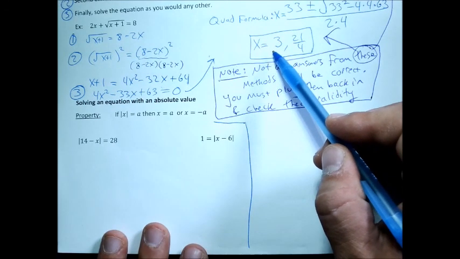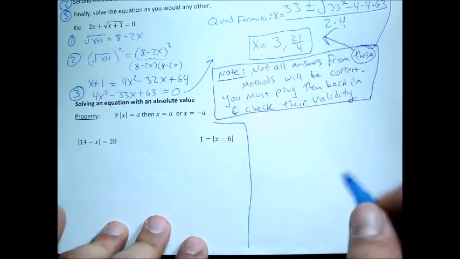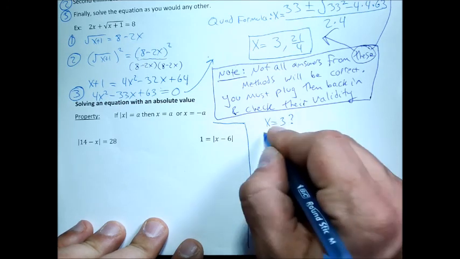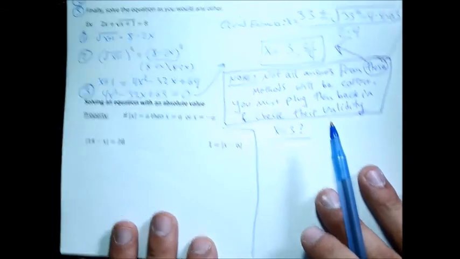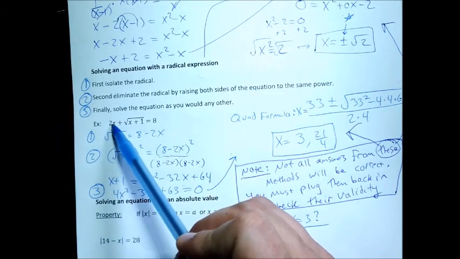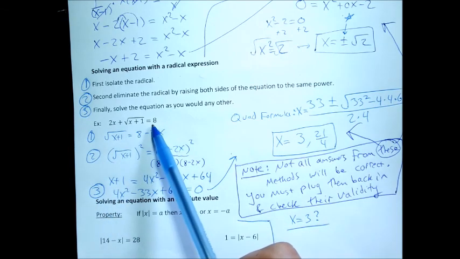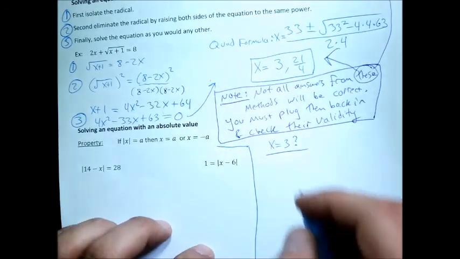So I think the solutions to this are x equals 3 and x equals 21 over 4. Let's see if that's true. So x equals 3, and I'm going to put a question mark because I'm not quite sure yet if it's true. I'm going to plug it back into the original equation and see whether or not it equals 8. If it does, it's the right answer, and if it doesn't, then it's not.